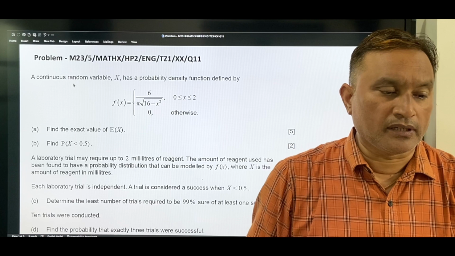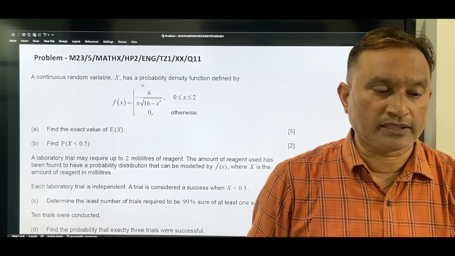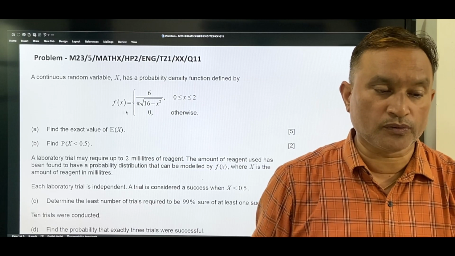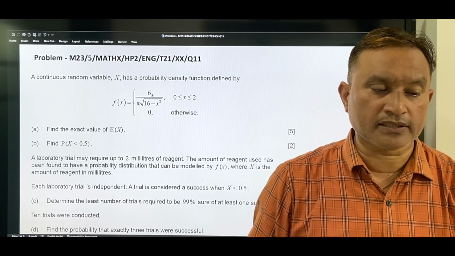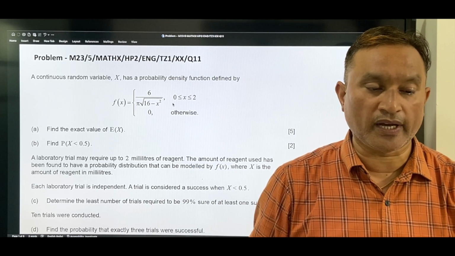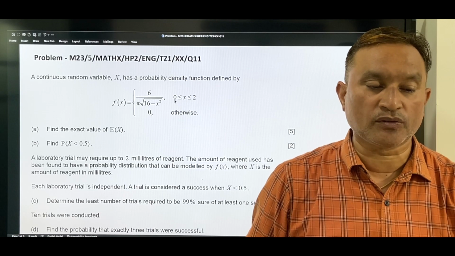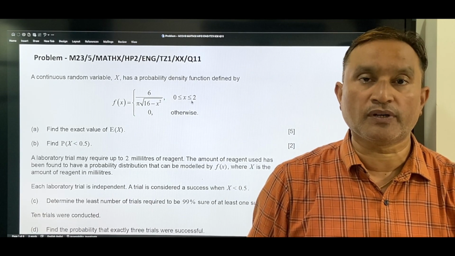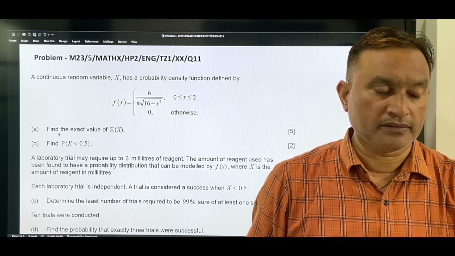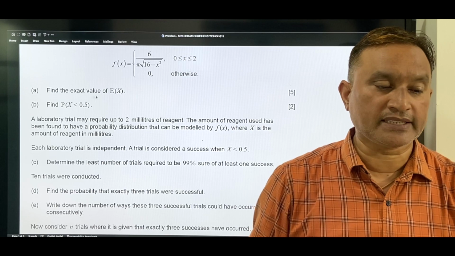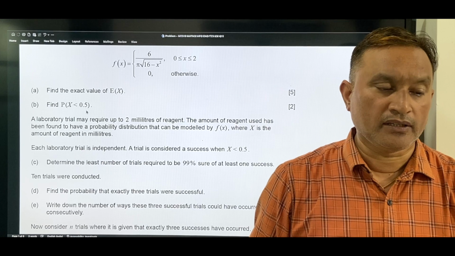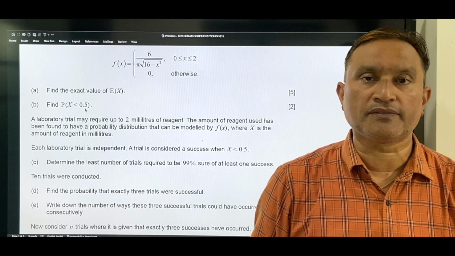A continuous random variable x has a probability density function defined by f(x) equals 6 upon pi root 16 minus x square, where x lies between 0 to 2 including 0 and 2, 0 otherwise. A part, find the exact value of E of x. B part, find the probability of x less than 0.5.